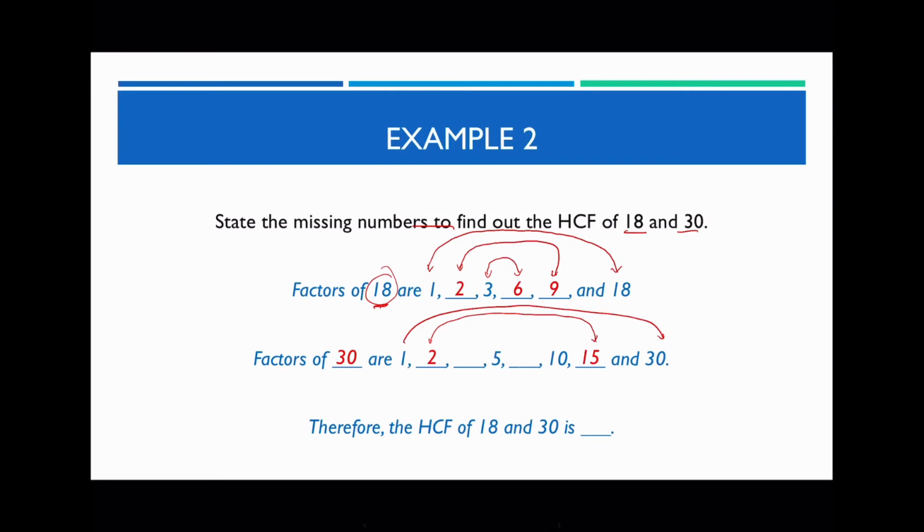Now, this number over here multiplied by 10 gives you 30. So 10 times something gives you 30. That would be 3 in this case over here. And 5 times a certain number will give you 30. In this case, that would be 6.